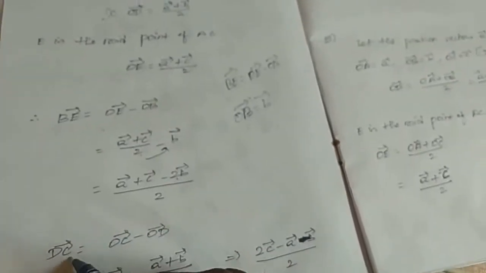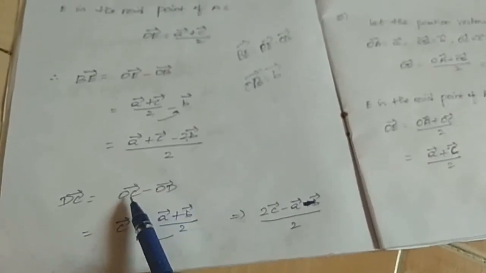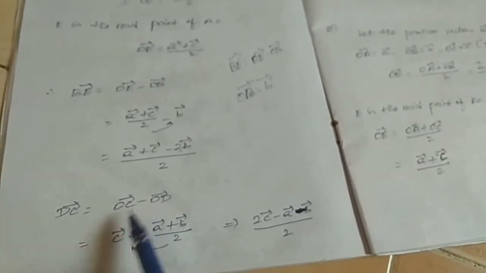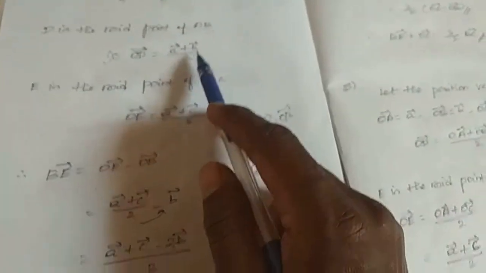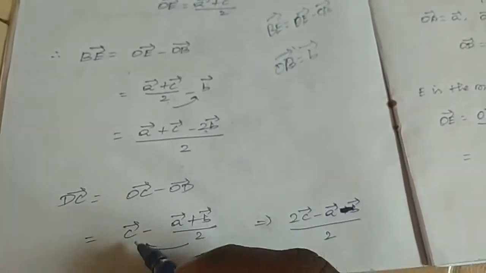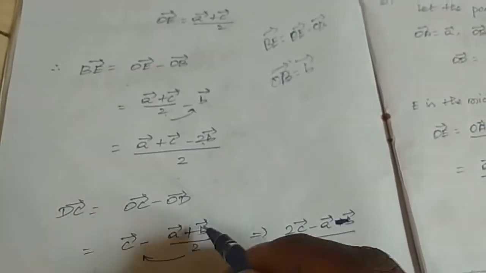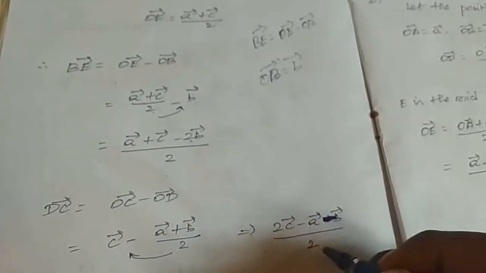Now DC vector equals position vector OC minus OD. OC means c vector, and OD value is (a plus b vector) by 2. Now taking cross multiplication, 2c minus a minus b, by 2.